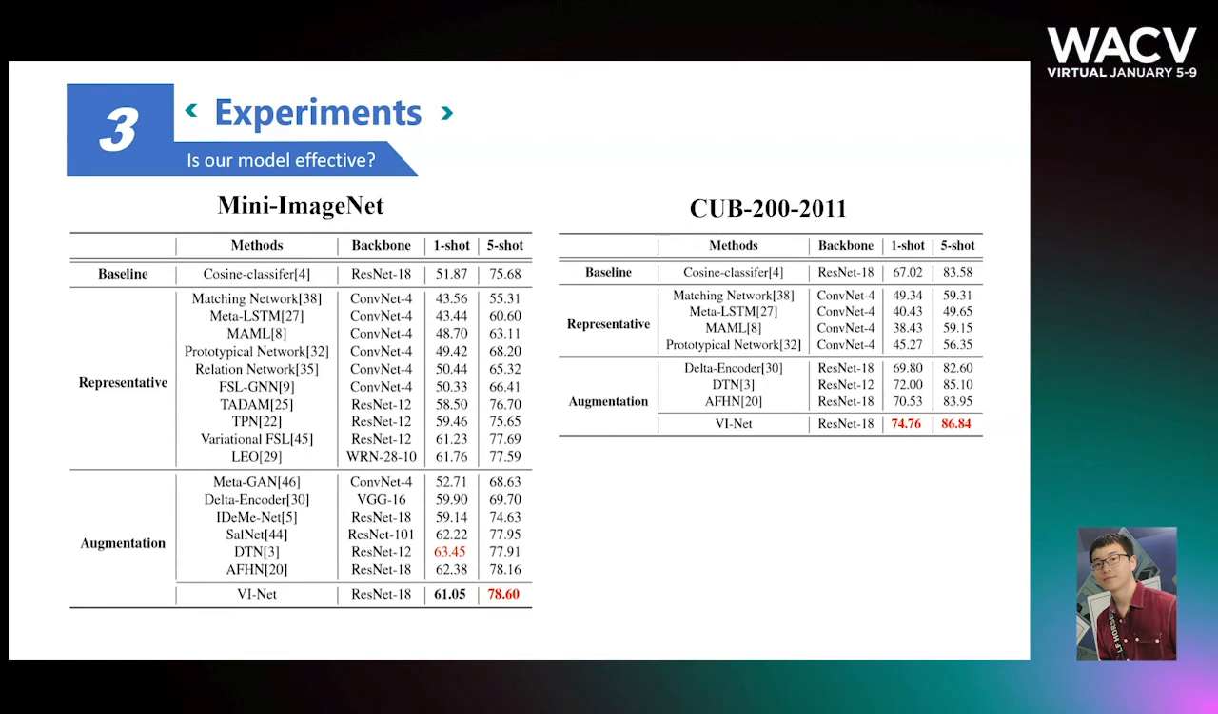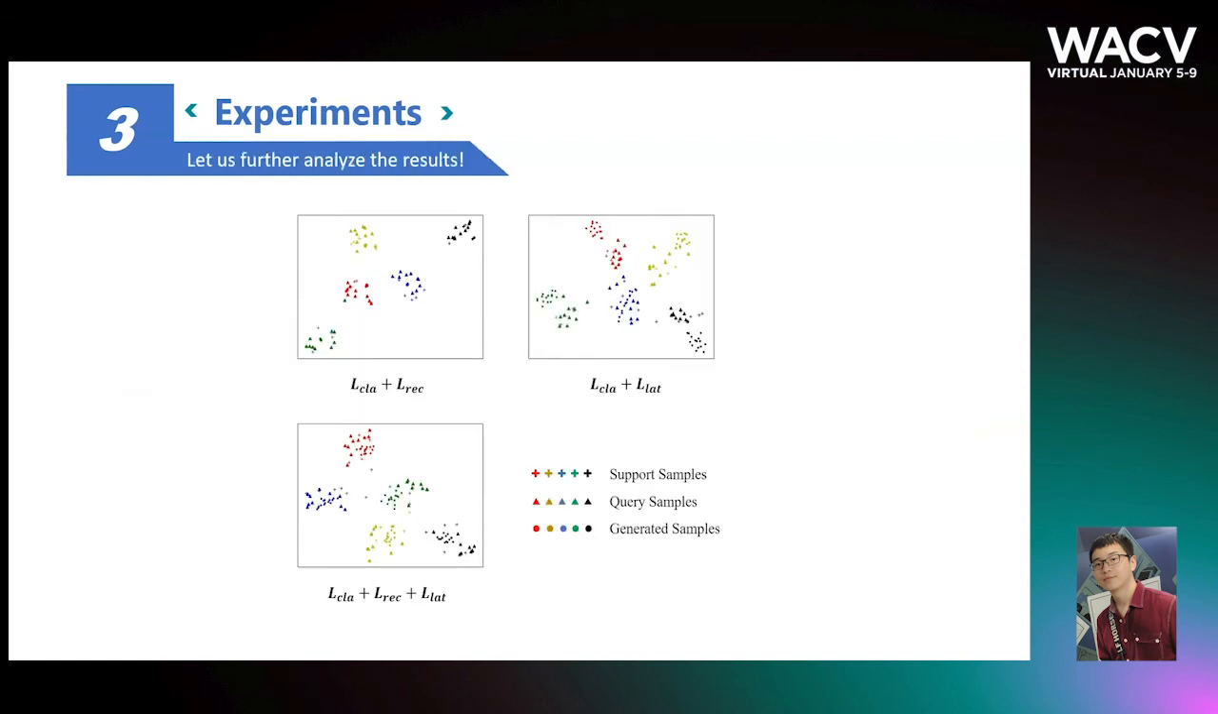Similarly, the right table shows the results on CUB. From the results, we can observe that our work can get state-of-the-art results both on 1-shot tasks and 5-shot tasks. In order to prove the effectiveness of each component of the loss function in the generative method, we utilize the t-SNE visualization tool to show the distribution of samples in the feature space with different loss functions.